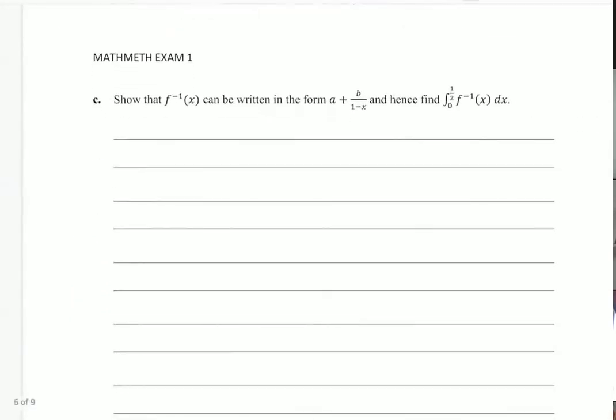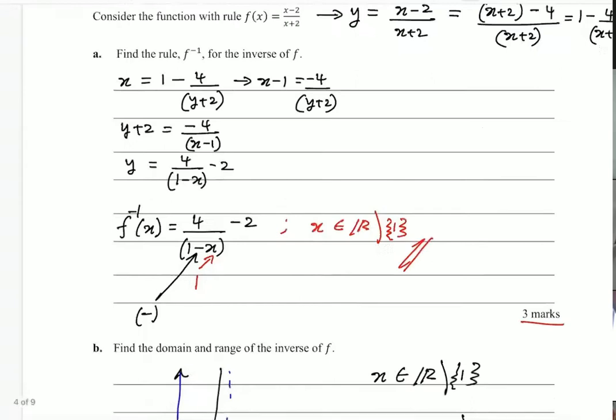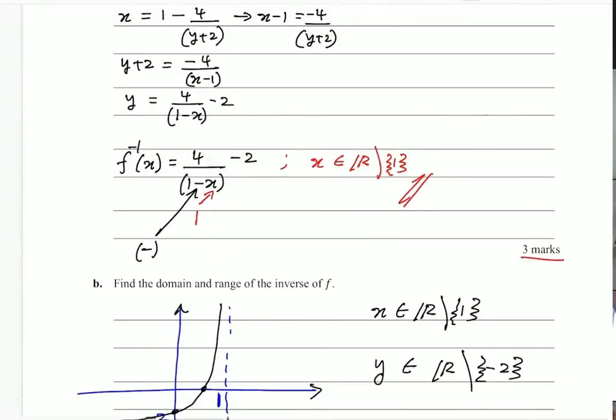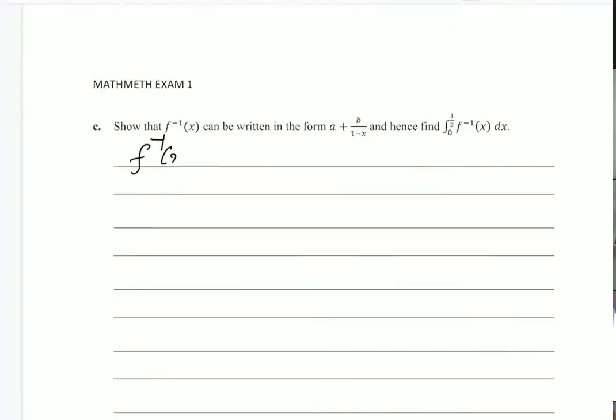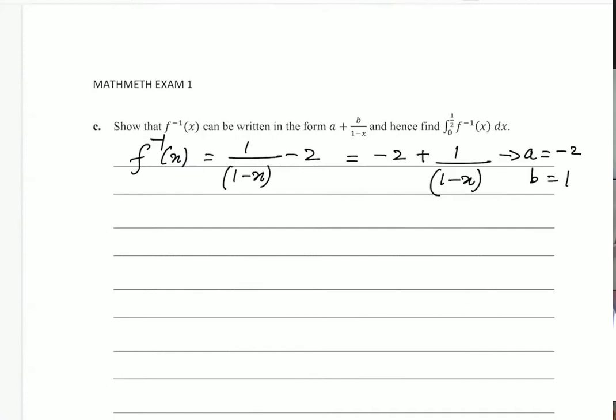Okay, here. Now show that f inverse x can be written in the form of this. Oh, I think we did that already. Yeah. So f inverse x is equal to 1 divided by 1 minus x, minus 2, right? So we will rearrange it. Look, we did that already in the first place. Okay, so that's how we do. So now in this case, you can say a is equal to minus 2, b is equal to 1. That's it.